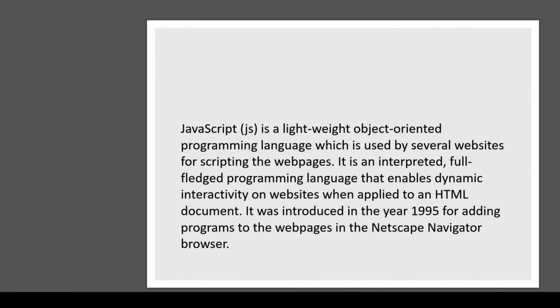This is the formal definition of JavaScript. It is a lightweight, object-oriented programming language used to design a website. It is an interpreted language. There are two kinds of programming language. First is the compiled type language, and second is interpreted. JavaScript is an interpreted language. JavaScript is a full-fledged programming language. We can interact with the help of JavaScript in our website. It was introduced in 1995 by the Netscape Navigator browser.